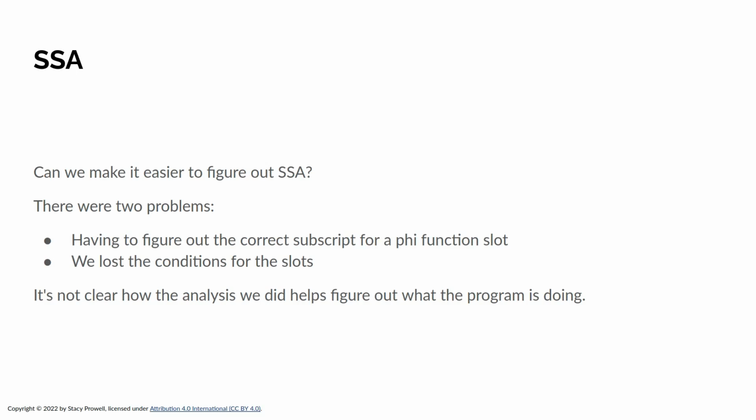So we had to figure out the correct subscripts, and we lost conditions for some of the slots. We might want to keep condition information around, right? Conditions meaning we're going to take this branch if the 0 flag is clear, and this branch if the 0 flag is set, and I can know some of that information along the way, and I might want to keep track of it. Okay. And it's also not entirely clear that this helped us figure out what the program's doing.